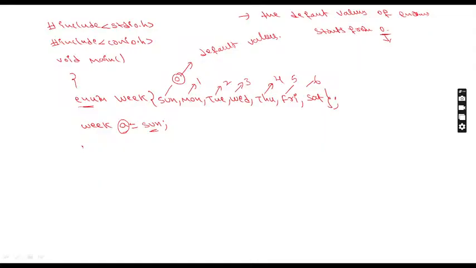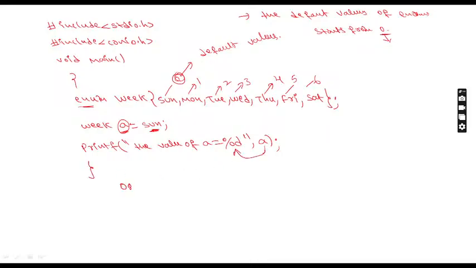Now if I print the value, see what I'm doing here: printf, the value of A is equal to percent d. Why am I writing percent d? In A there is Sunday, and Sunday means 0. So I write A. Now tell me, in A what is there? 0. That will be printed. Close it.